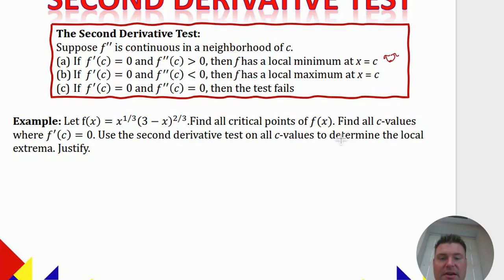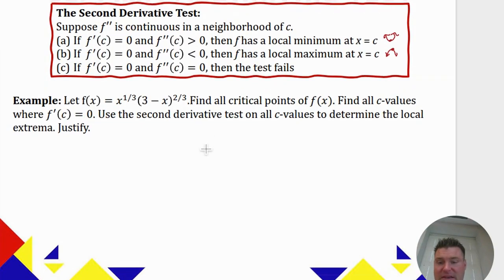And then for part B there, if again we have that f prime of c is equal to 0, and then we are concave down, you're going to have a local max there. If f prime of c is equal to 0 and the second derivative is also 0, that means the test is inconclusive. It means it's a bad question, and you just kind of move on from there.